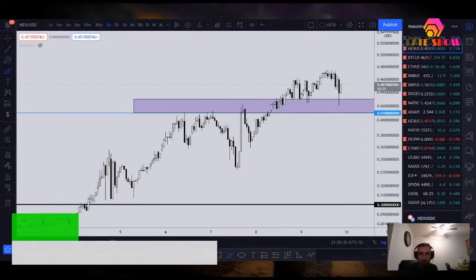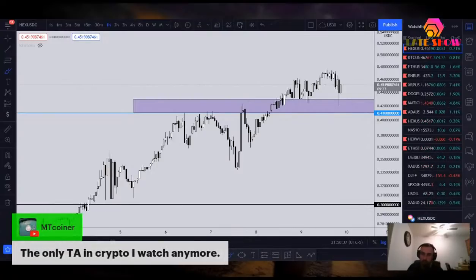MT Coiner, what is good? The only TA in crypto I watch anymore. I appreciate it, man. Like I said, I try to give you guys the value, try to make it nice and simple, right? There's no need to make it all complex with indicators and act like a chart wizard. Just go on here and look at what the thing's doing. The price is telling us a story, and I just try to translate that story.